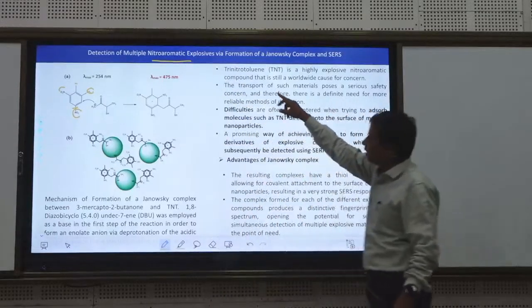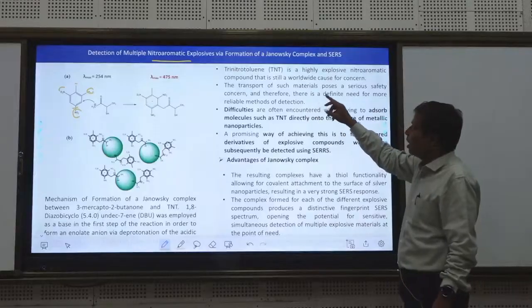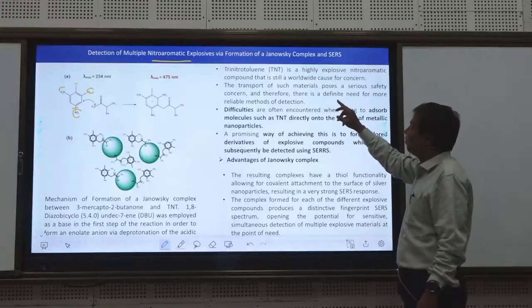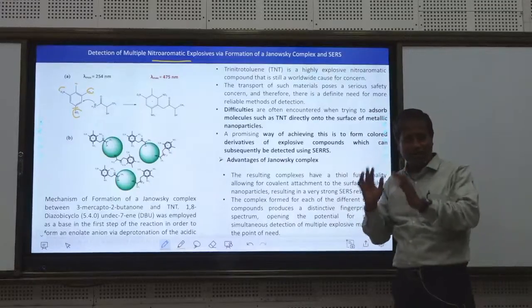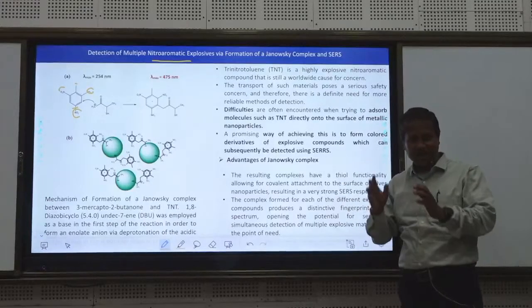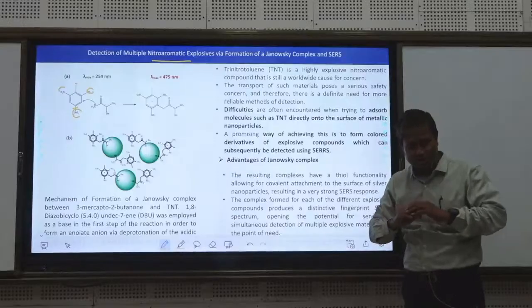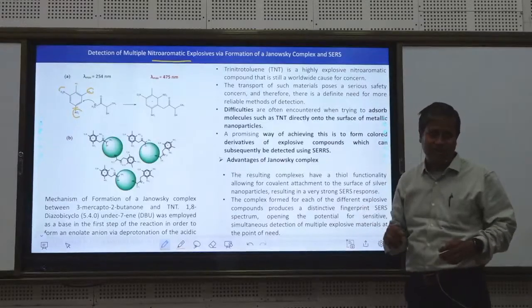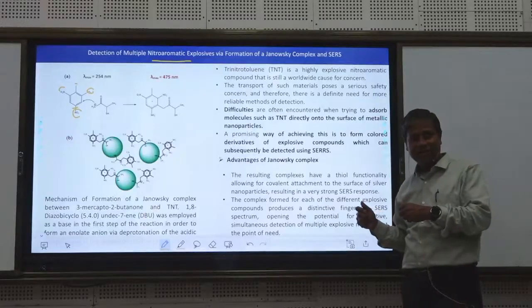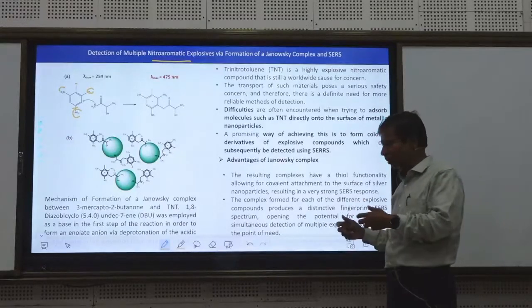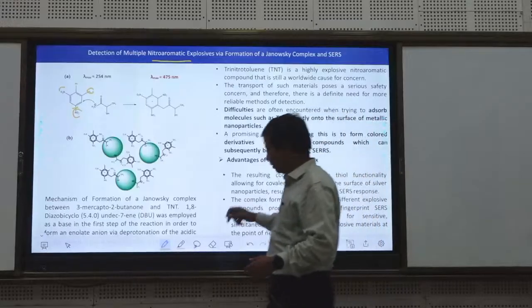So there are multiple nitroaromatic explosives, detected via the formation of a Janovsky complex. It means you make a complex first, and you make a layer of that complex on the surface, and then you record the surface enhanced resonance Raman spectroscopy, SERS.